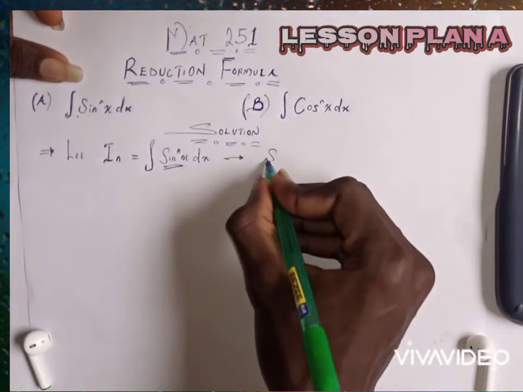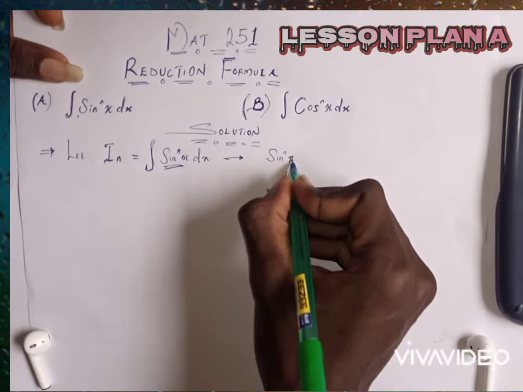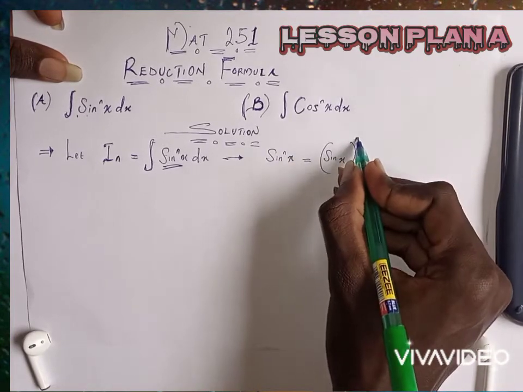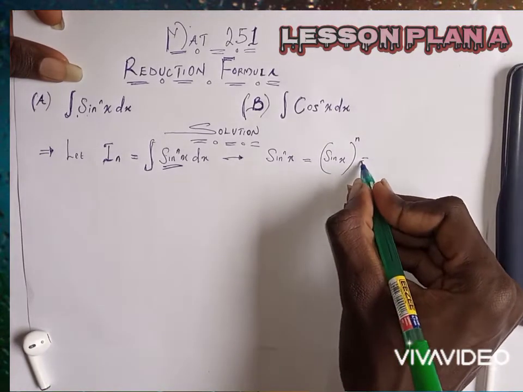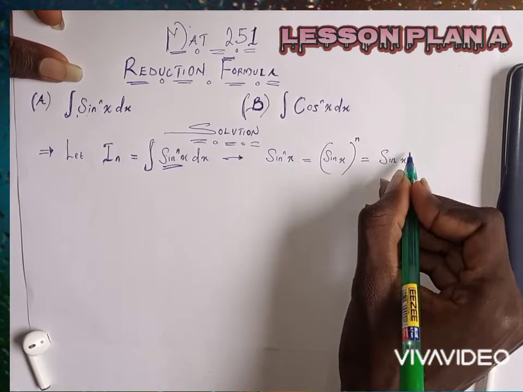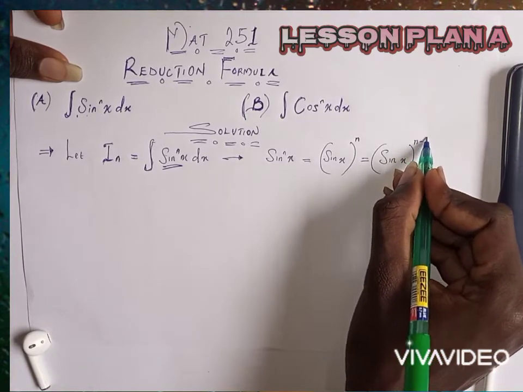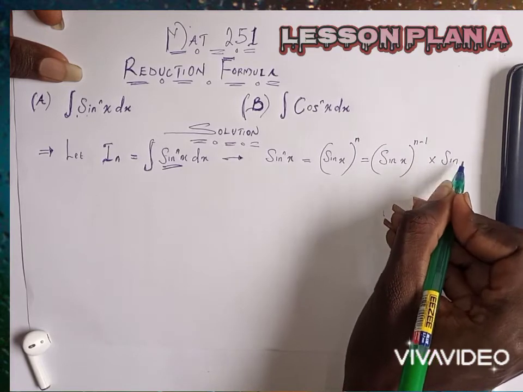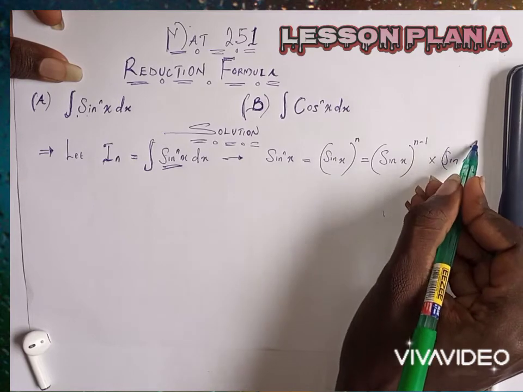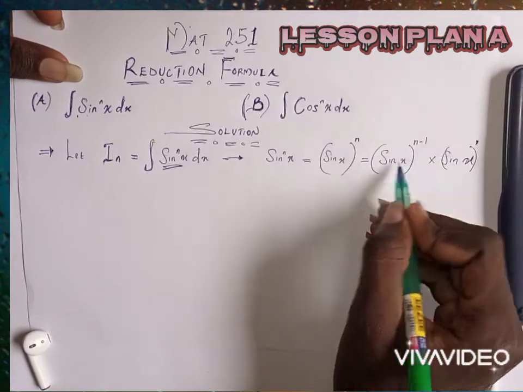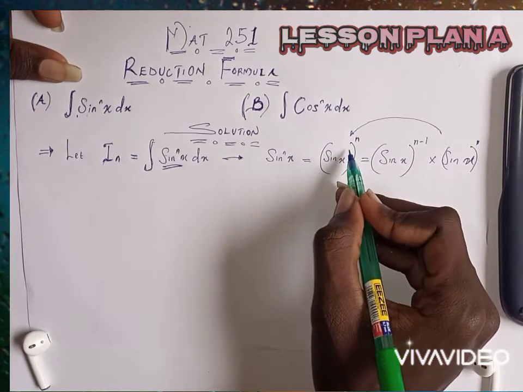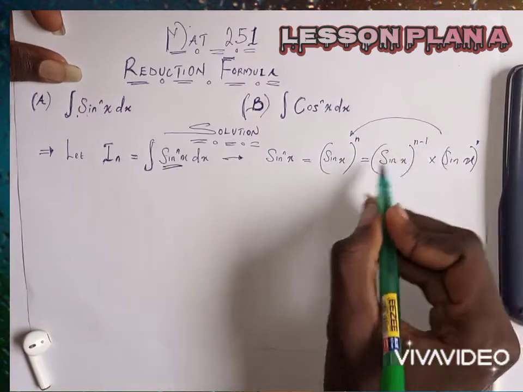Having this sin^n x, I can rewrite it as sin x all raised to the power of n. And at the same time, I can rewrite this expression as sin^(n-1) x times sin x. This is the idea of indices. There's an invisible power here, which is 1. So by the time you multiply this together, you end up having sin x to the power of n back. That is, you add the powers together, then you have this.